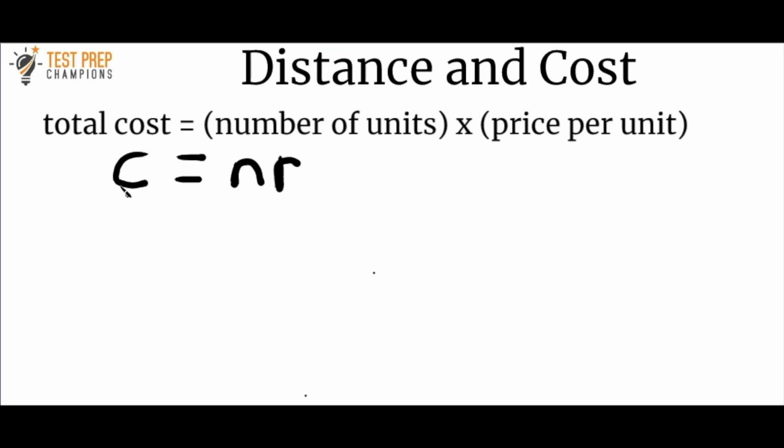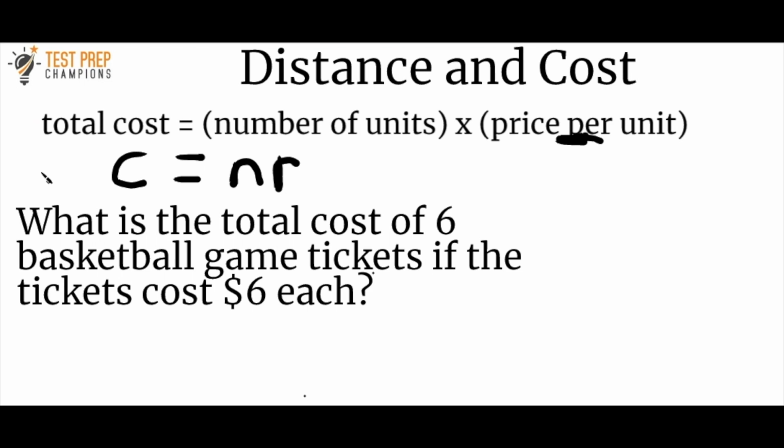But the total cost is just C, the number of units is N, and the price per unit is just R. And the word "per" here should be an indication that we're talking about a rate, and so R is our rate here. All right, so let's look at a basic example of a cost problem. What is the total cost of 6 basketball game tickets if the tickets cost $6 each?